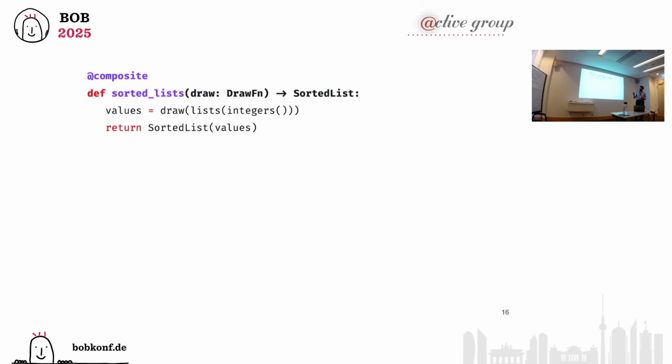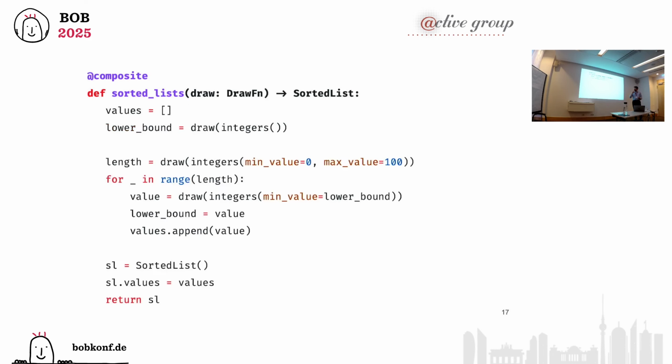So one possible generator that we could write for this type is we could just generate a random list, and then we could give it to the sorted list constructor because it already sorts it, right? But that is boring, so we'll do one from scratch. So what we do here is we first start with an empty list of values. So this is just a plain list, and we randomly generate a lower bound. This could be -1, 42,000, anything else. So then we decide on the length of the list, again randomly, between 0 and 100.